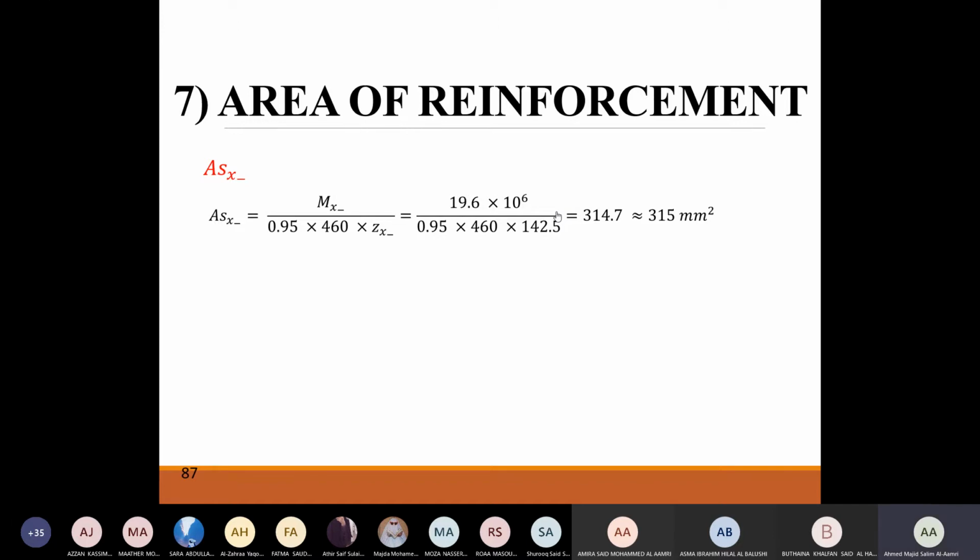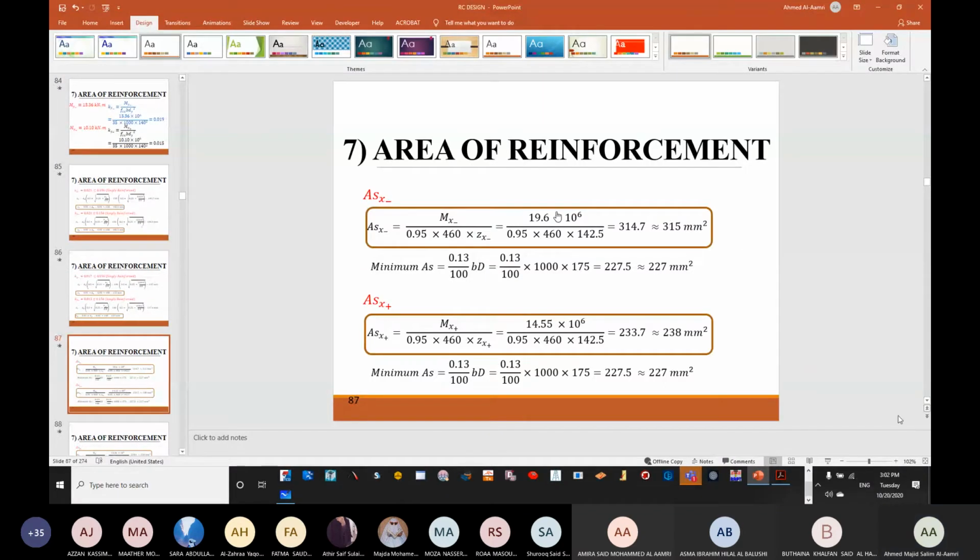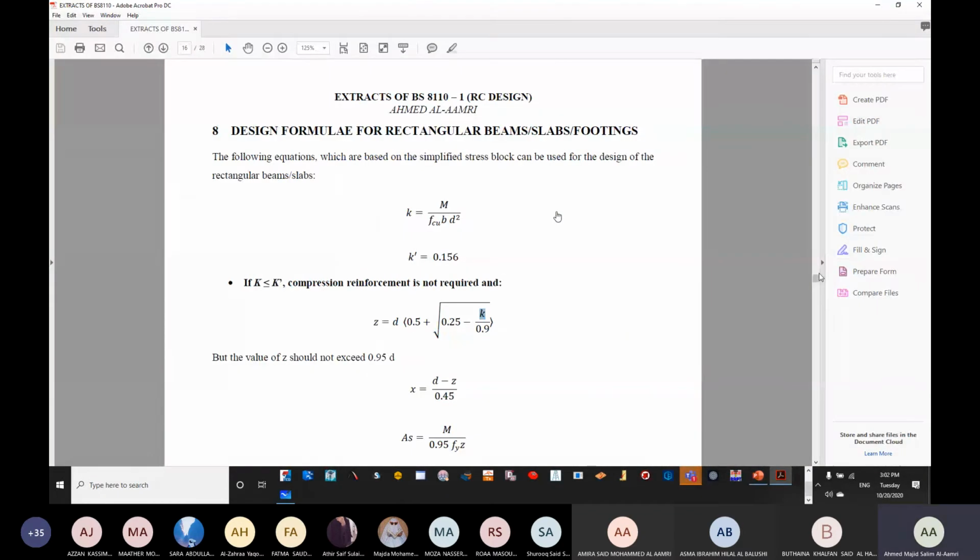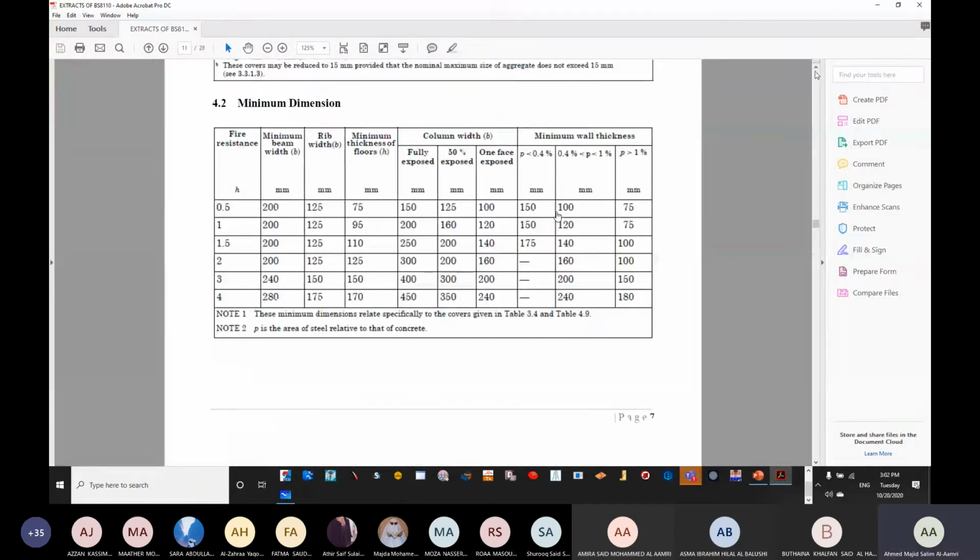Okay. After ASX negative, you will be checking for the minimum. The minimum reinforcement according to the code is 0.13% of the cross section. From where did you get it? From the code.